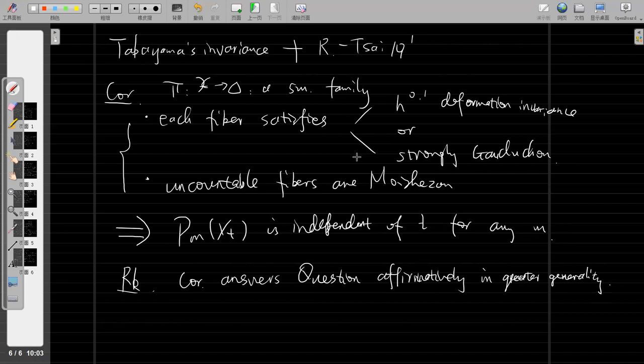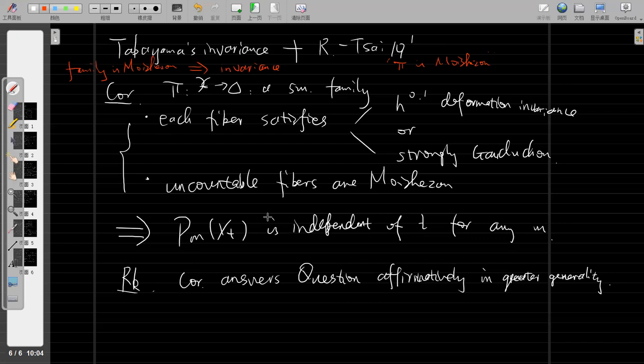Roughly speaking, we just need to know what we have here. In the following setting, pi is Morrison, and Takayama's inverse tells you that the family is Morrison. You can get invariance, right? So we answer the question of Professor Damayi like this.